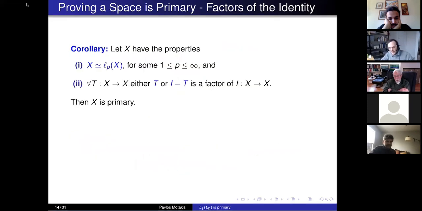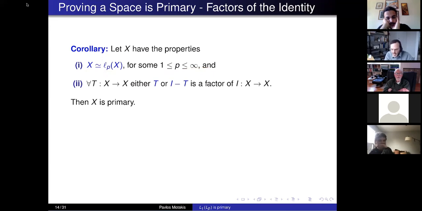So a corollary that can be made, and this has been used many times to prove that some Banach spaces are primary, is that if you have a Banach space X and it satisfies two properties, the first one is that it is isomorphic to the L^P sum of itself. So this means you take X, you take infinitely many copies of it, and you connect them with an outside L^P sum. So if X is isomorphic to its L^P sum for some P, P could be anything, doesn't matter, or maybe even the c_0 sum, it still works.